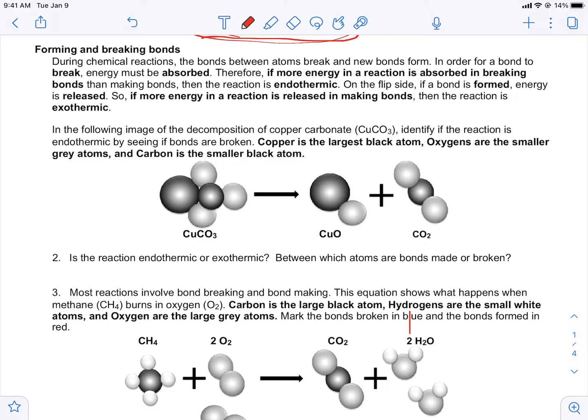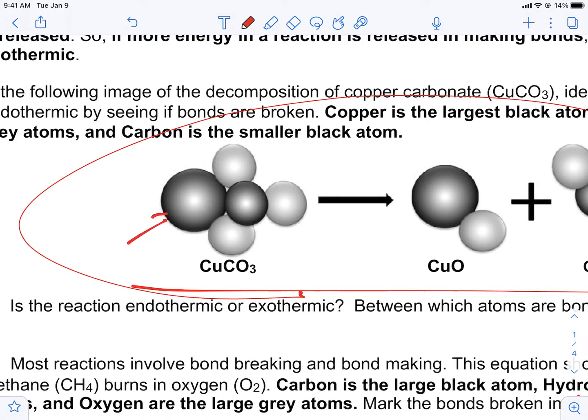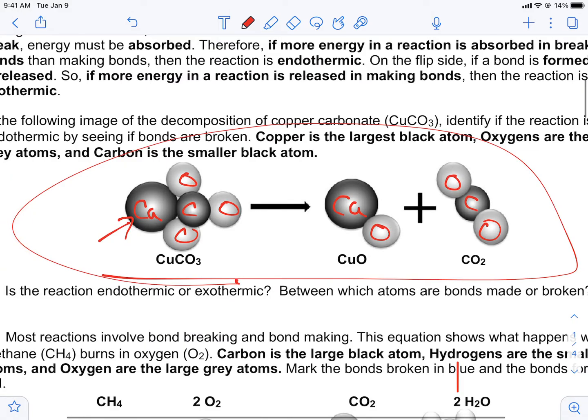So here's the first task. We need to look at what we have in the picture. You have copper carbonate, which is CuCO3. Copper is this guy. Carbon is this guy. These are your O's. When the reaction happens, you have CuO and carbon dioxide. What happened? Did we break bonds or did we form them?